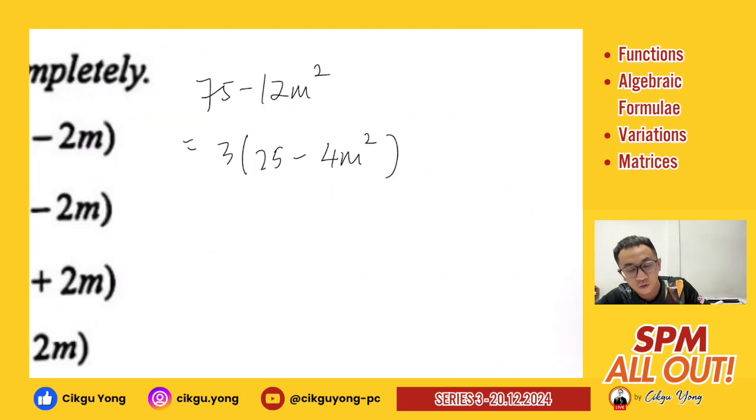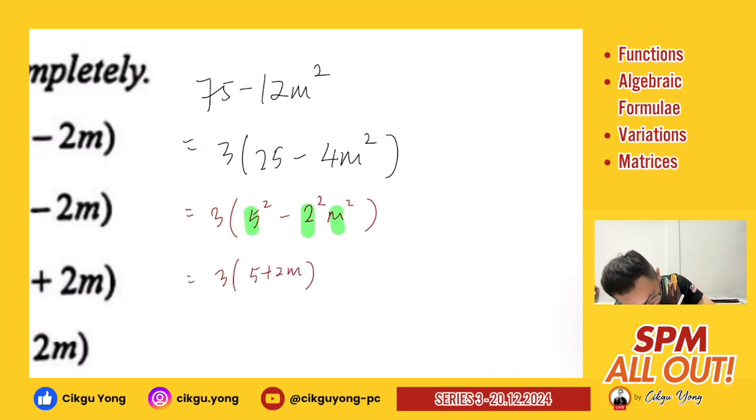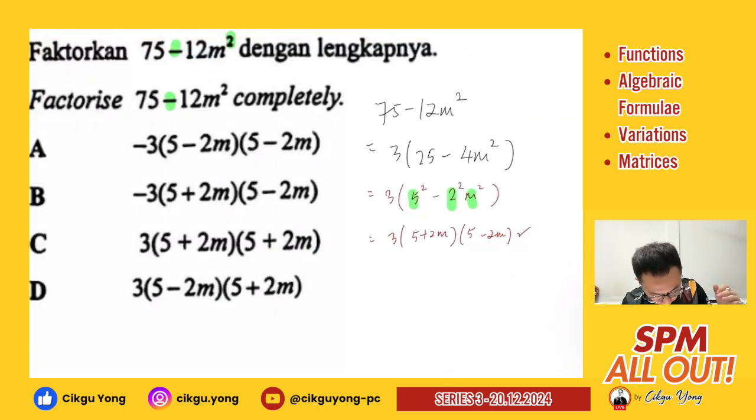From here you should know you can continue very quickly, because your 25 and your 4, these two numbers, are perfect squares, which means you can change them to something squared. So if you have something squared already, it is a very simple thing. You are just taking out all the big numbers where you have to expand to two brackets, one positive, one negative. So 3, (5 plus 2m), (5 minus 2m). This is the answer.